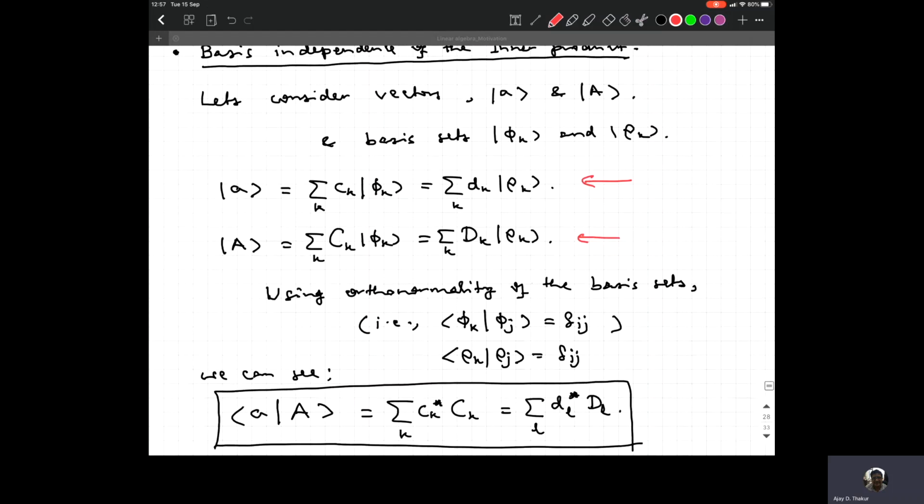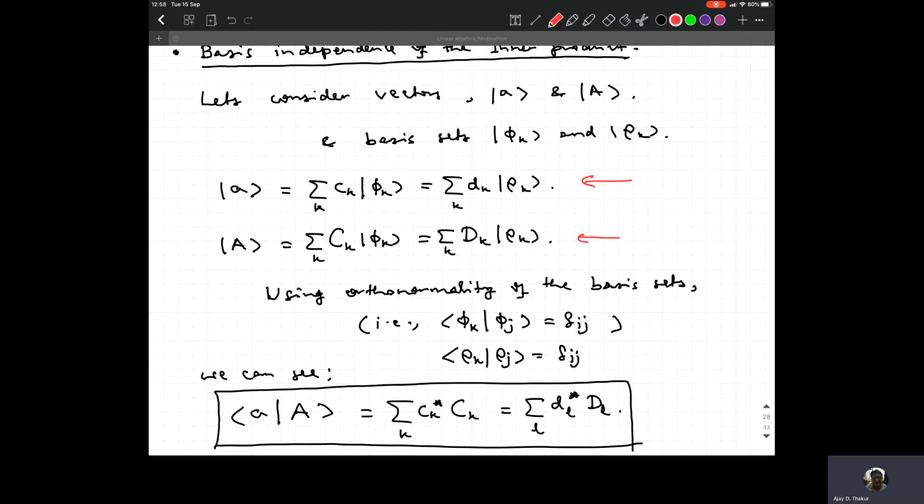So using orthonormality of the basis set, we know that the inner product of phi k and phi j is the Kronecker delta ij. And similarly, the inner product of rho k and rho j is going to be delta ij, which essentially means that if k and j are identical, then this inner product is 1.